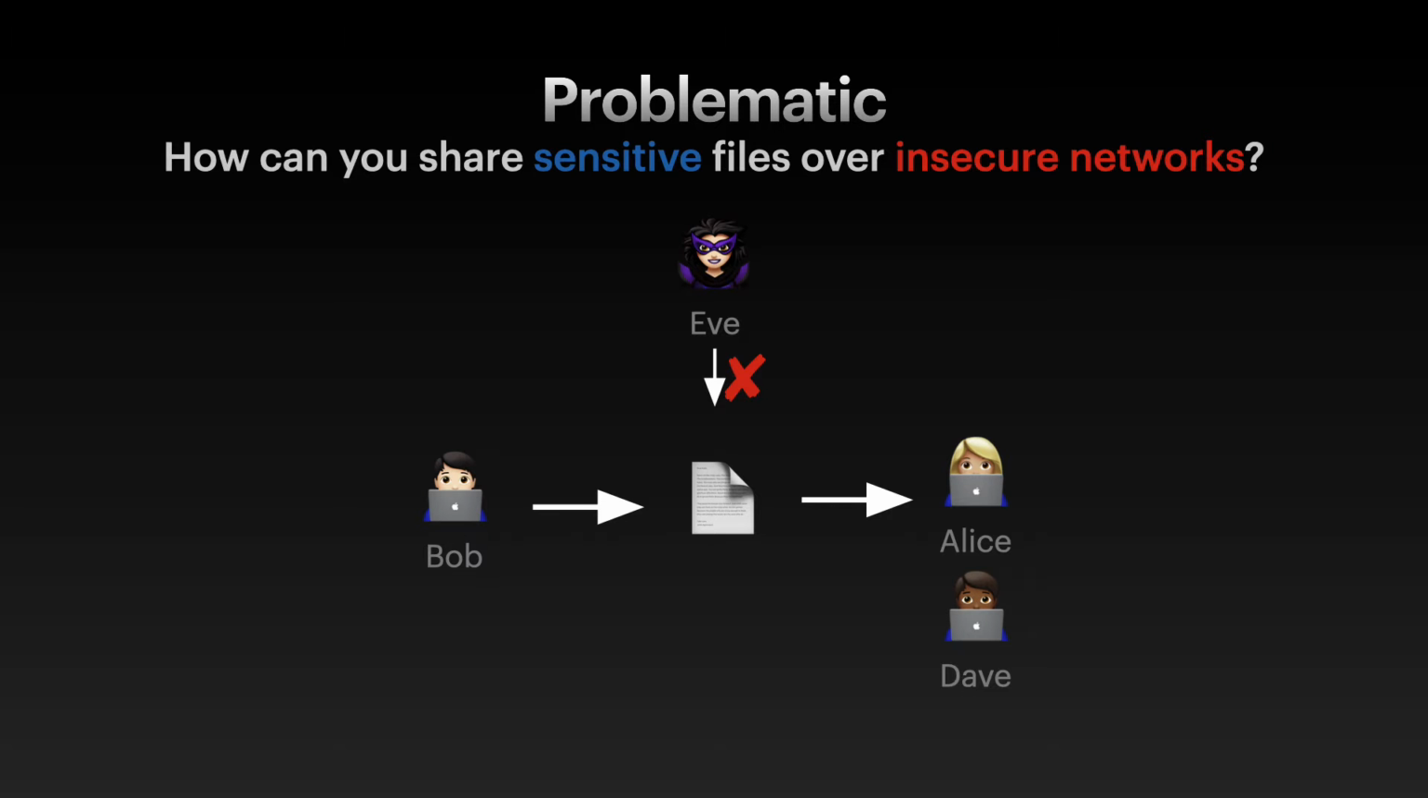The best way to do this is for Alice and Dave to send their public keys to Bob. Bob encrypts the file and sends that encrypted file over to Alice and Dave. In this case, only Alice and Dave have the opportunity to open it.